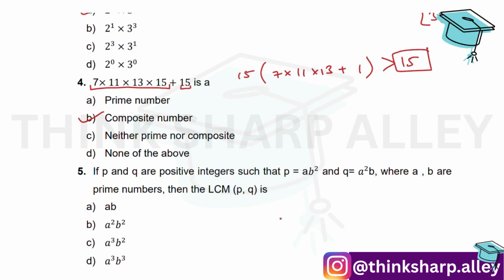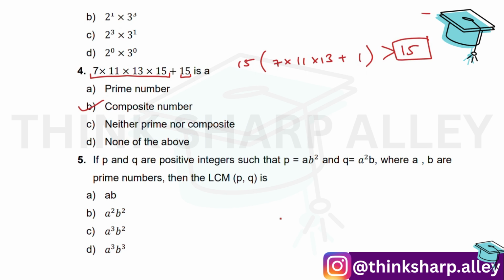If P and Q are positive integers such that P equals AB square and Q equals A square B, where A, B are prime numbers, then what is the LCM of P and Q? Now to find the LCM of P and Q, we will take the common factors first. So A, and the highest power of the common factor must be taken into account, so A square. B is also a common factor, so B, and the highest power of B, that is 2. So over here the LCM is A square B square. So that is all about case study 1.